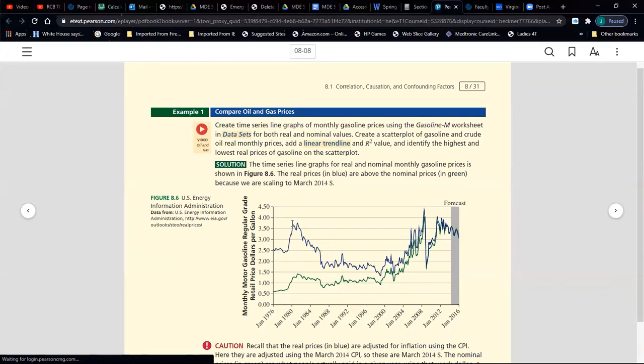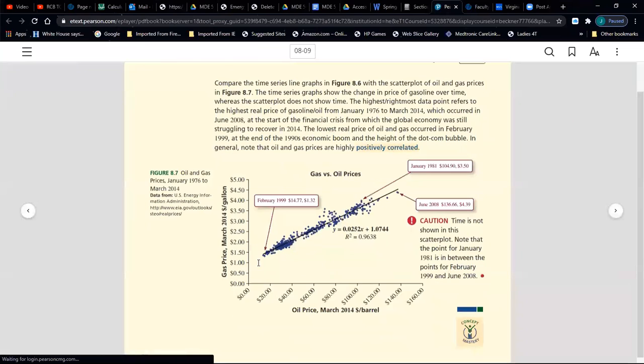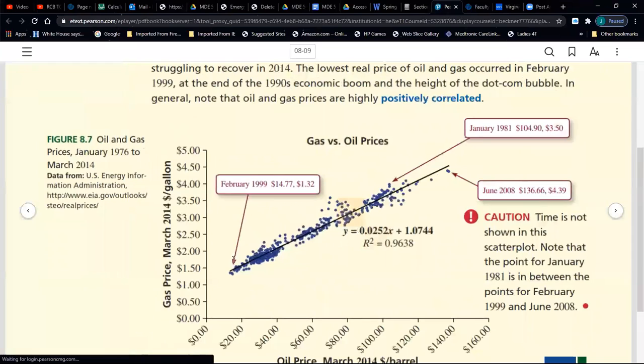So oil price here may have been super high, and then oil price here may have been super low, and then oil price was super high, and then oil price was super low. So what they do is they make a chart, and it's oil price versus gasoline price. Now, these data points are not ordered in time, and they really demonstrate that with these little purple bubbles. So they say this dot somewhere over here was the February 99 data, where oil was only $14.77 a barrel, and gasoline at the pump was $1.32 for a gallon.